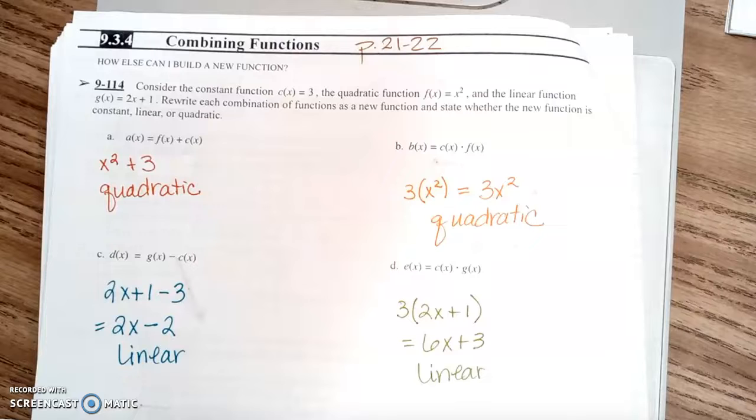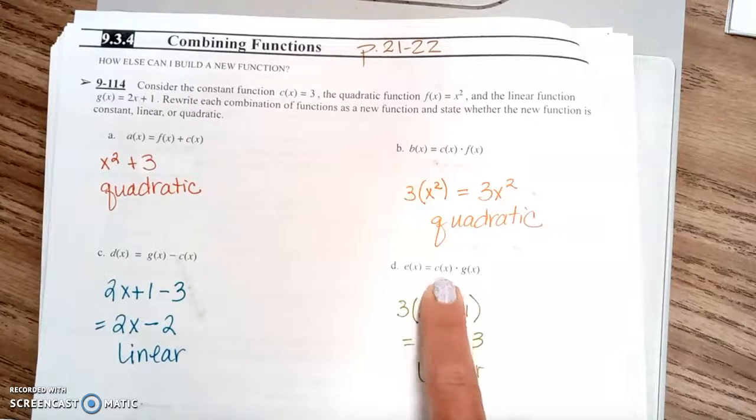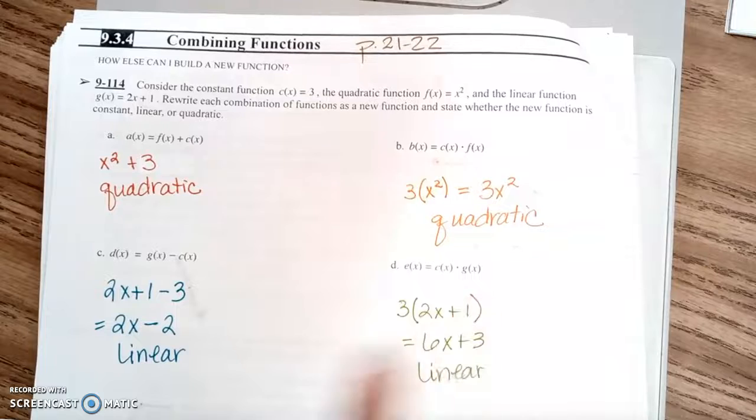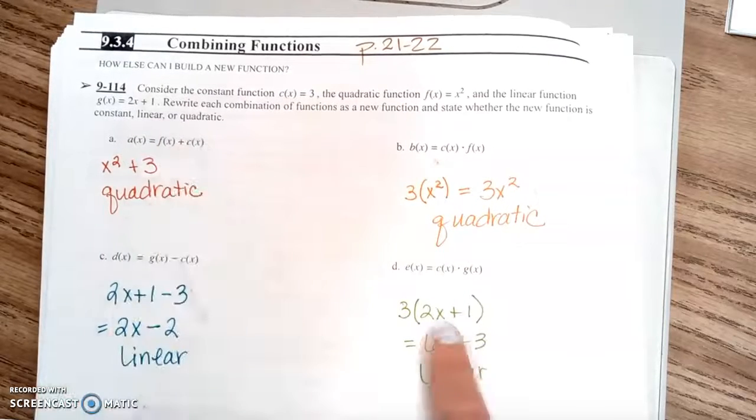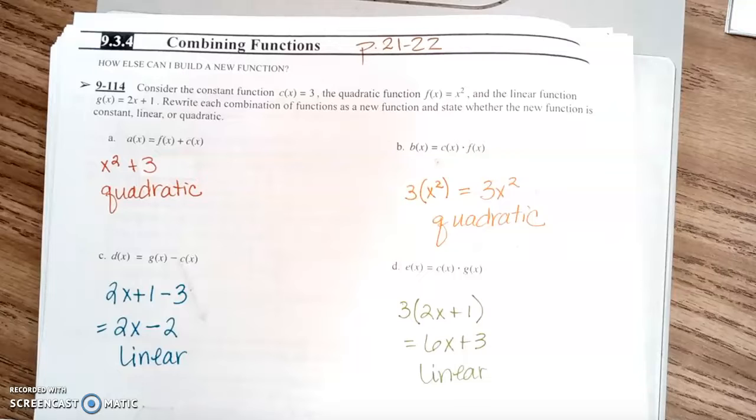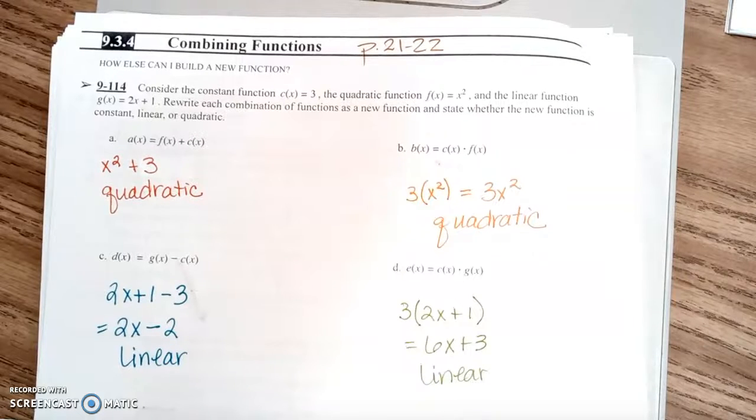And then part D, they want us to multiply the c of x times the g of x. So c of x is 3, and our g of x is 2x plus 1. So for this one, we need to distribute, right? Because we have two terms inside that set of parentheses. So 3 times 2x is 6x, and 3 times 1 is 3. That means our resulting expression is 6x plus 3. Our x term is to the first power, meaning it's linear. If we were to graph that, that's going to be a line, okay?